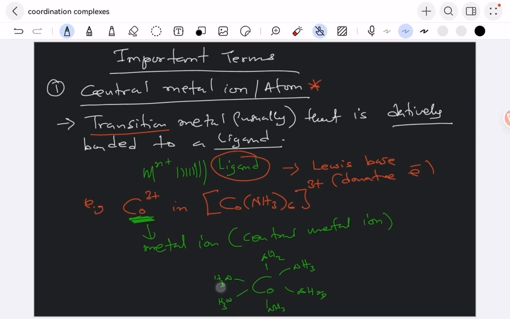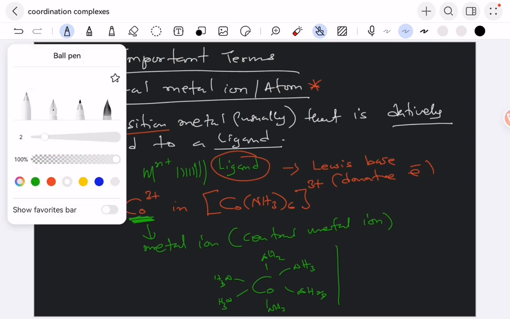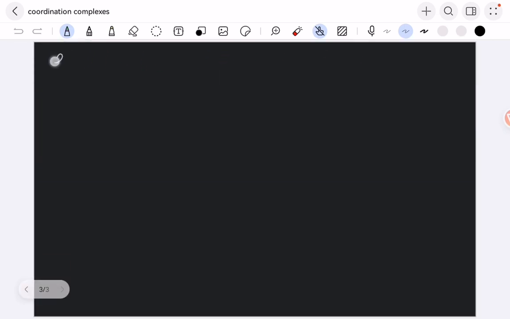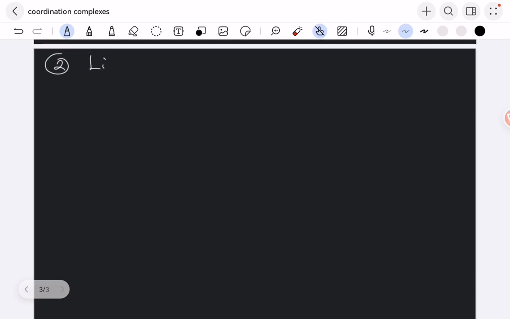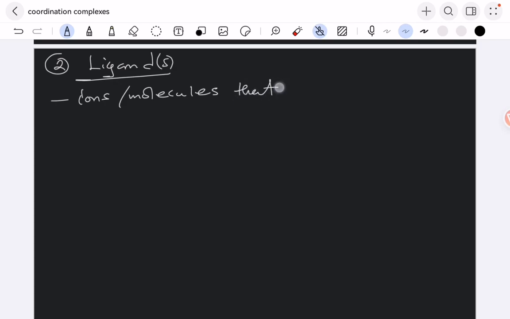Now, to understand more, I'm just trying to give a geometrical representation of what this appears like, or something similar to this. At the center we have the central atom. There's need for us to understand what they mean when they say a central metal ion or central atom. Then the other term that we also need to understand is a ligand or ligands. So what is a ligand? These are ions or molecules that donate.